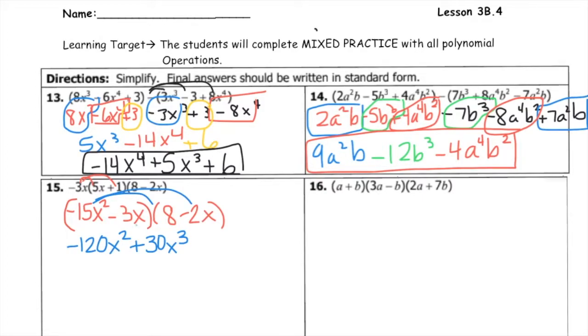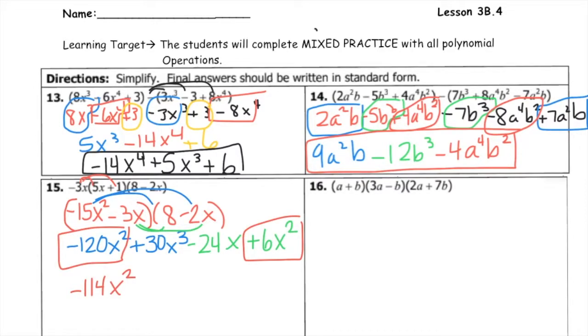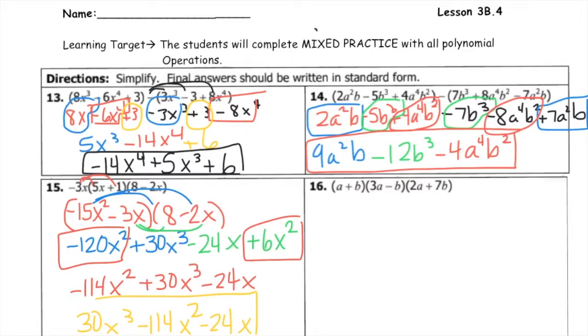Now the second part. Now just combine like terms. All right, that's the only set of like terms that we have, and I'm going to bring down the rest. And just put your answer in standard form.